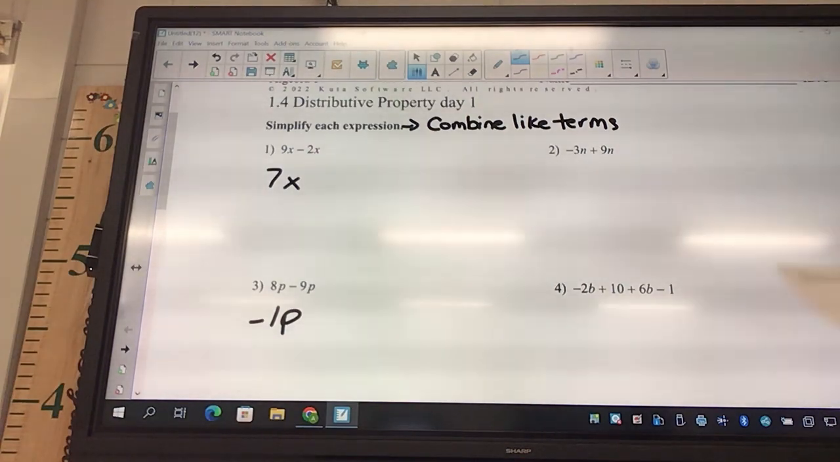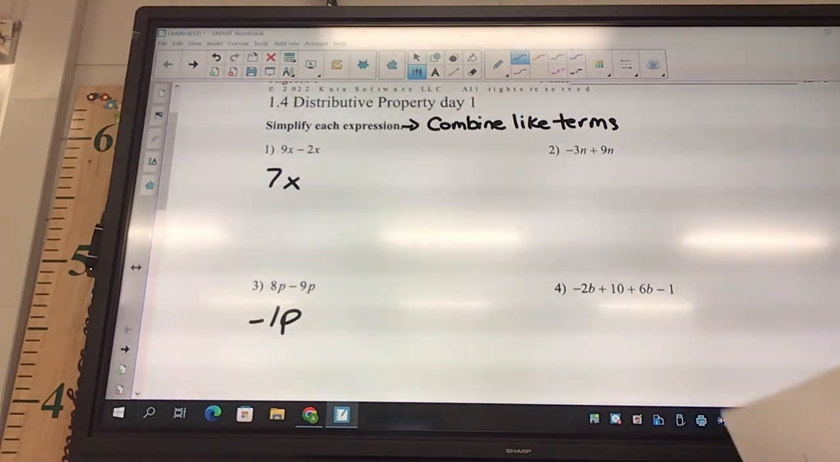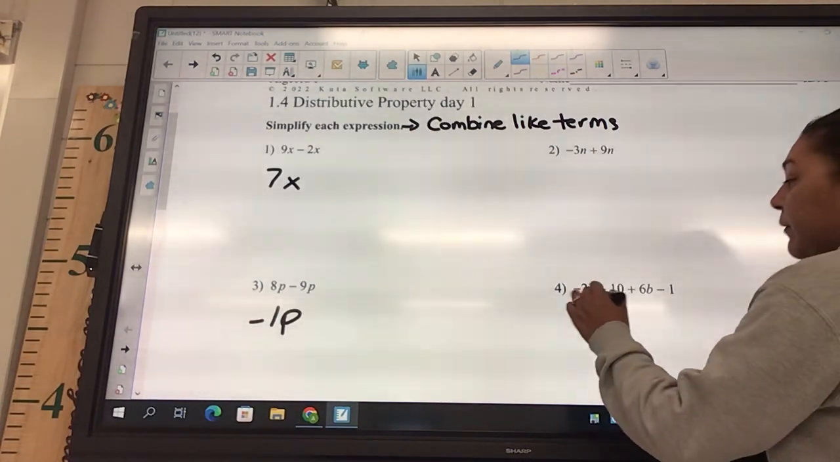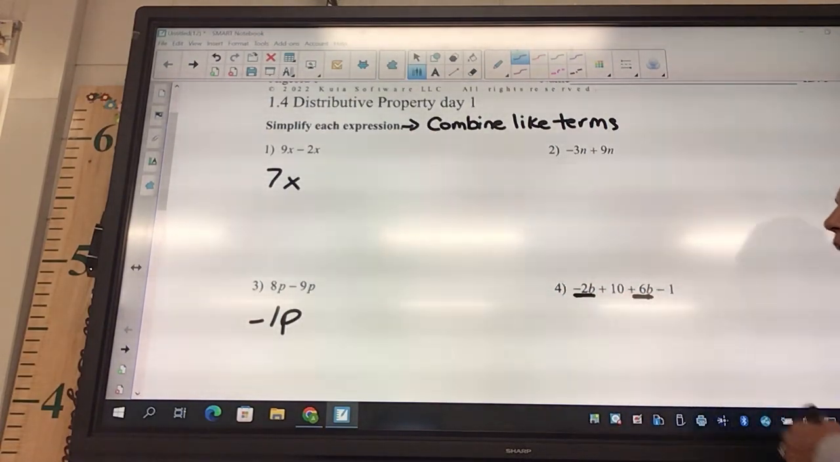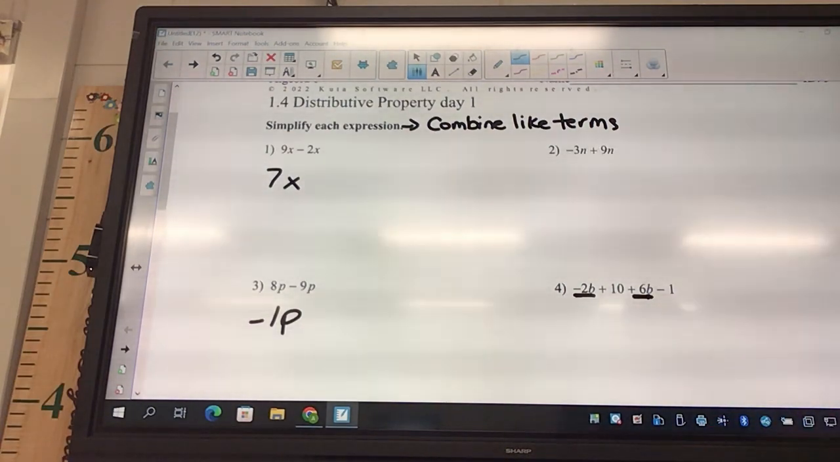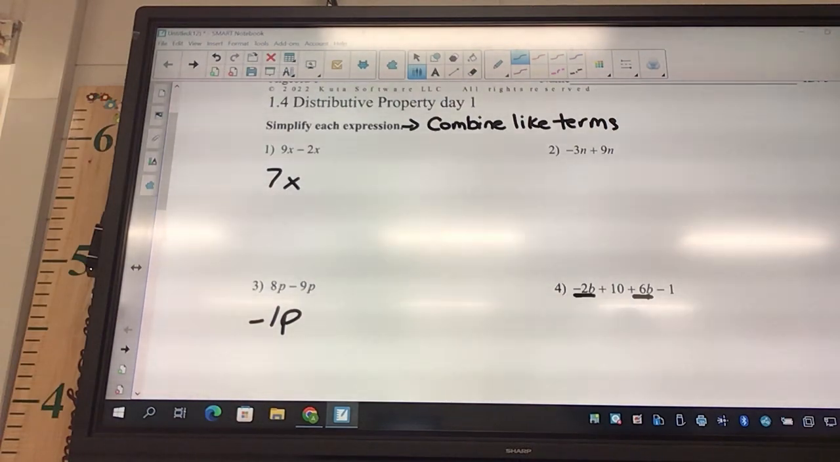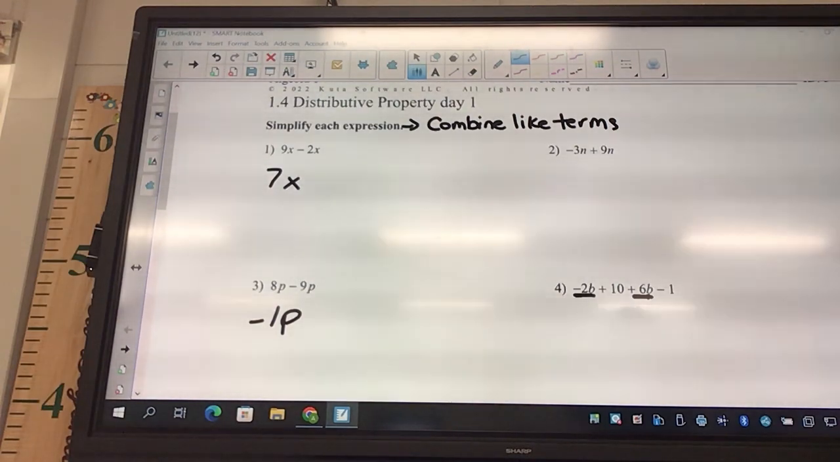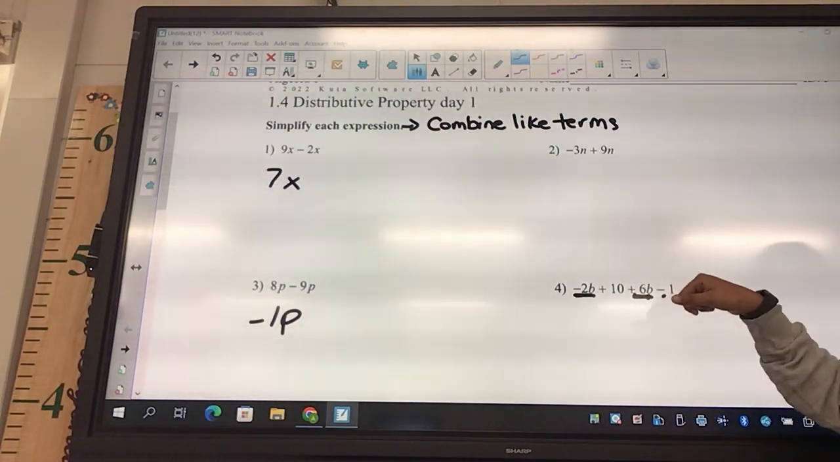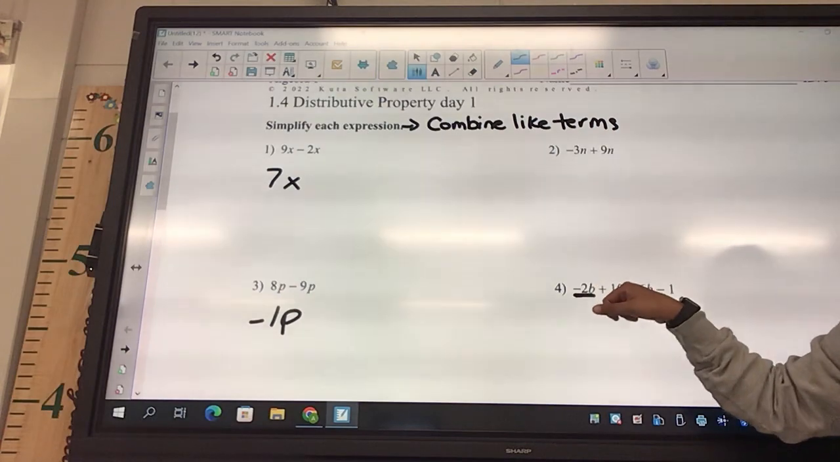Okay, normally I don't do this, but I'm going to hop around. So if we look at 4, I got negative 2b plus 10 plus 6b minus 1. Okay, so you can see here that this guy has a b and this guy has a b. The trickiest part with distributing and combining like terms is whatever sign is in front of that number, that belongs to that. So this plus goes with this 6. This minus goes with this 1. This plus goes with this 10.